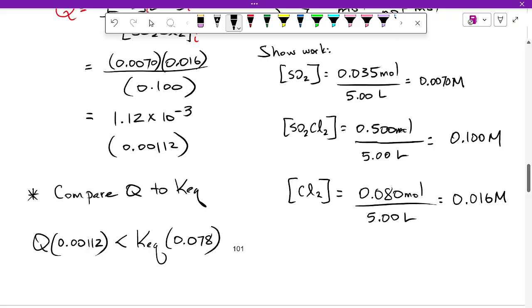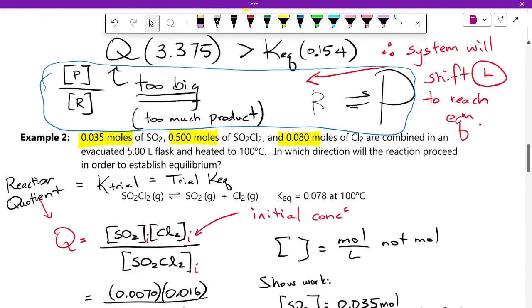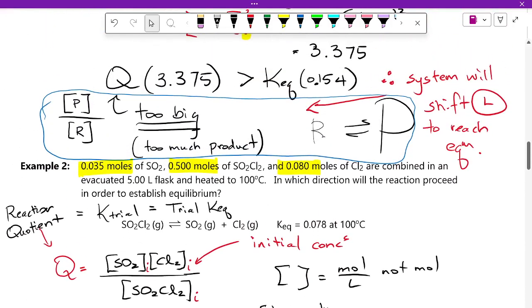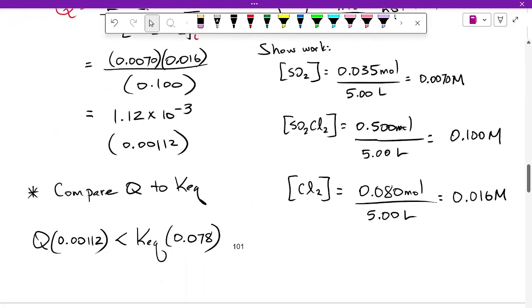By the way, do I care about my sig figs for Q? No. Why don't I care about them? Because I'm being asked which direction. Does a direction have sig figs? No, so I don't care about the sig figs. So as long as it's not a stupid number, just go with whatever you've got.